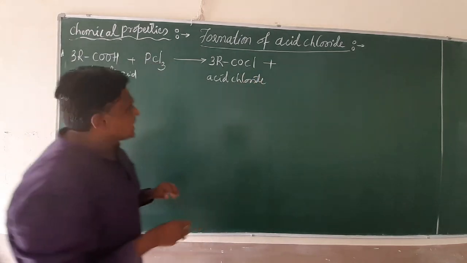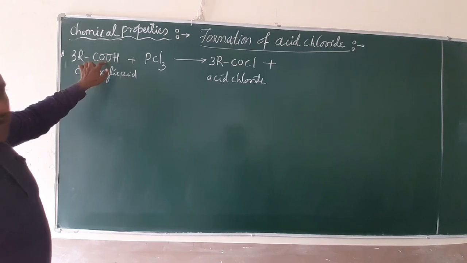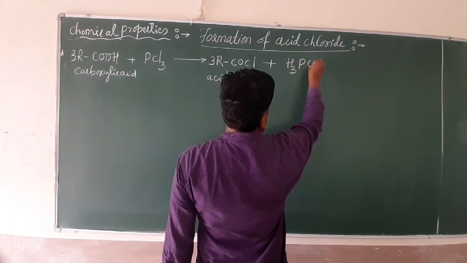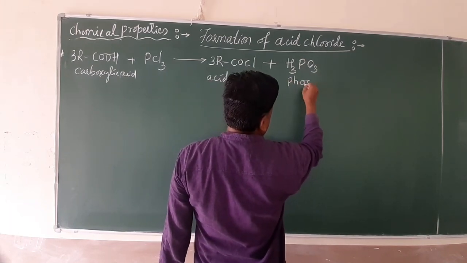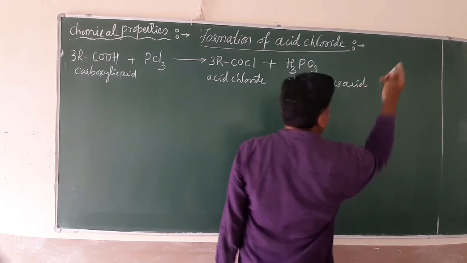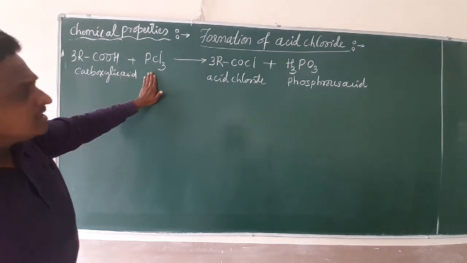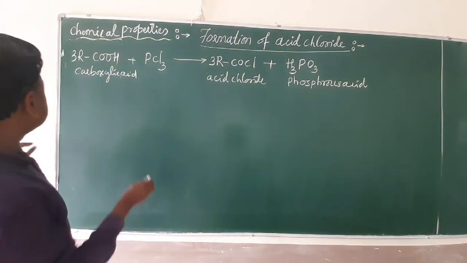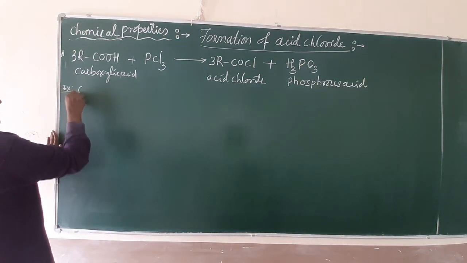How to balance this reaction, friends? You keep in your mind 3 hydrogen atoms, 1 oxygen and P, and the formation of H3PO3. I think all of you know this compound, phosphorus acid. What happens when carboxylic acid is reacted with PCl3 to form an acid chloride and phosphorus acid? Yes, we have a simple example for this one here only.